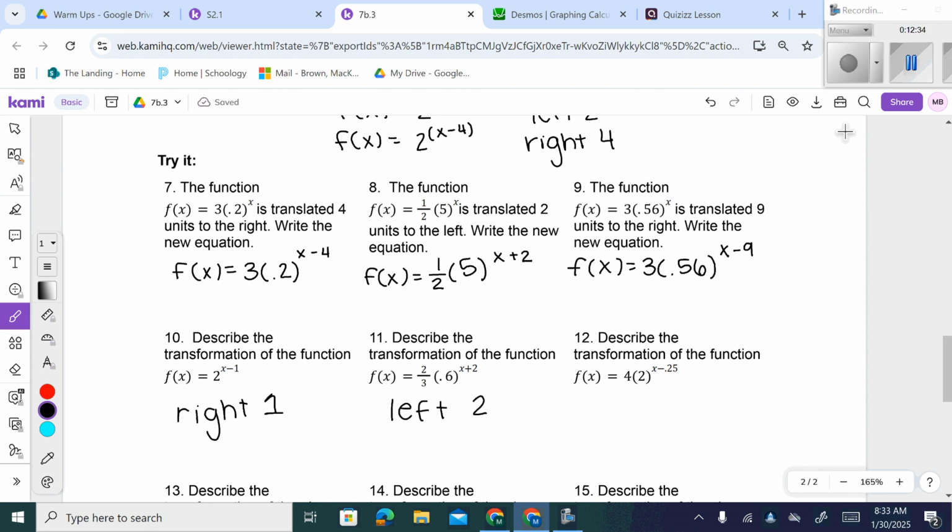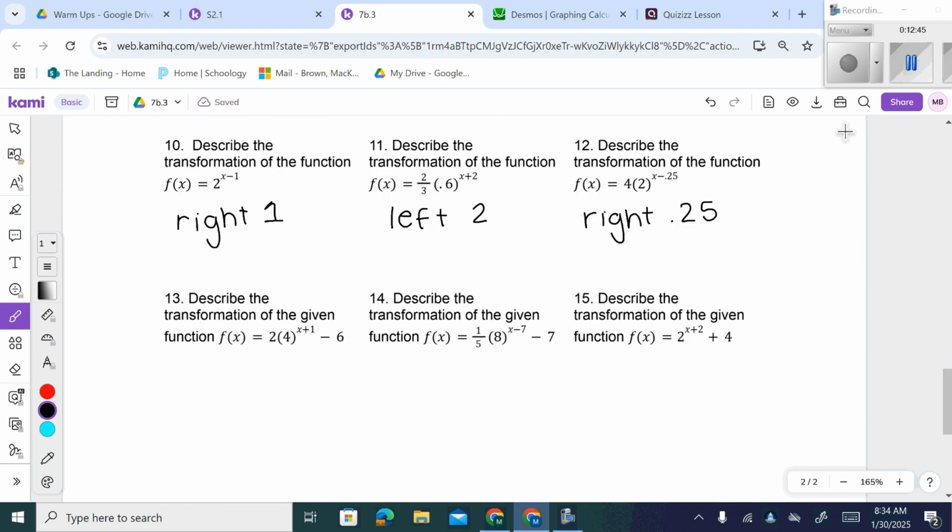All right, what do we think? 12 is weird. It's got a decimal. Does that matter? Right 0.25. Okay, everybody okay with Kelvin's right 0.25? Yes. Love it. All right, let's talk about 13, 14, and 15.